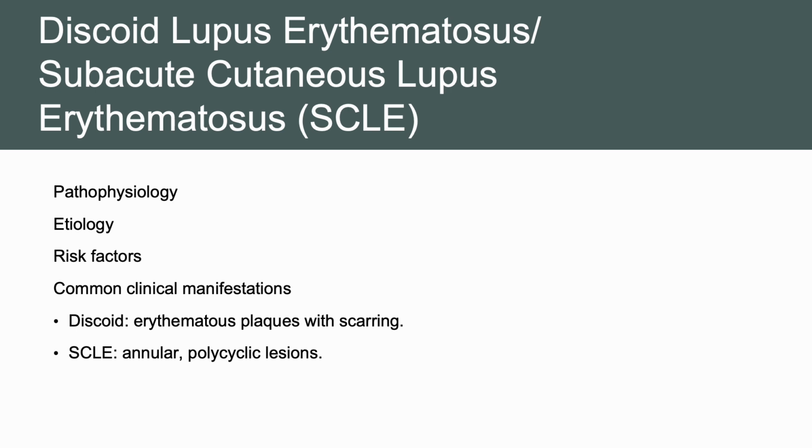On history, you can ask about a history of photosensitivity or history of lupus or similar skin lesions. Physical exam shows the characteristic lesions. Diagnostic testing, often order an ANA. And for SCLE, if suspected, we order anti-Ro or SSA and anti-La or SSB antibodies. Skin biopsy is also helpful.